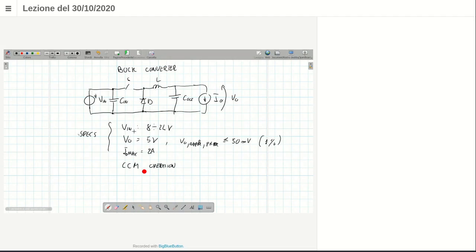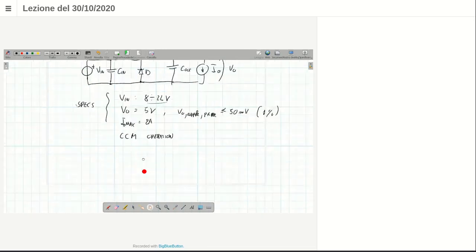This input voltage range is the typical minimum and maximum voltage that you can expect to have in a vehicle, at cranking, and possibly when you have an overvoltage. These are the typical specifications for a vehicle. Okay, now let's start the design.